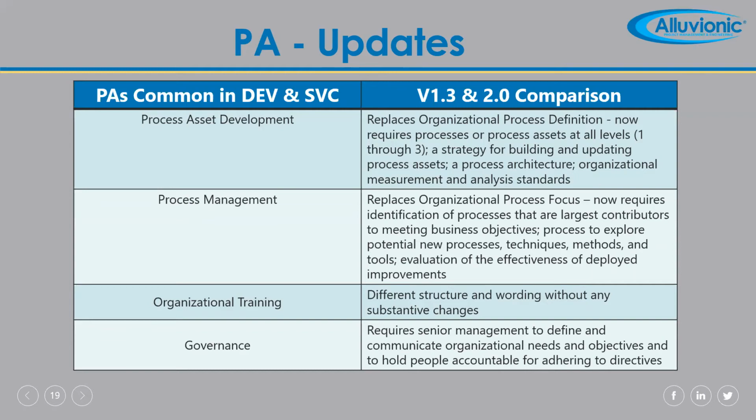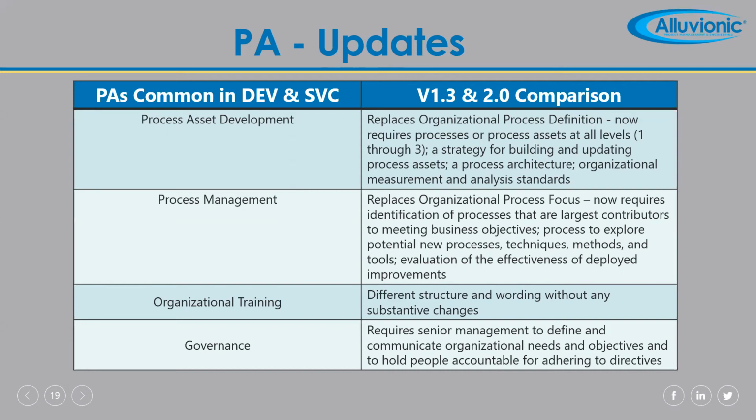So as I said, process asset development replaces the organizational process definition. It now requires organizations to be able to manage their assets at all levels 1 through 3. Where before, if you were level 2, you didn't have to have an organizational process asset infrastructure in place. Now it requires you, as levels 1 and 2, to have that.